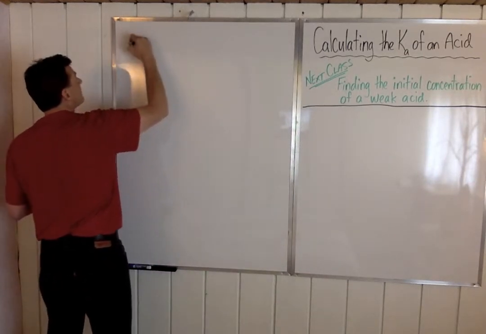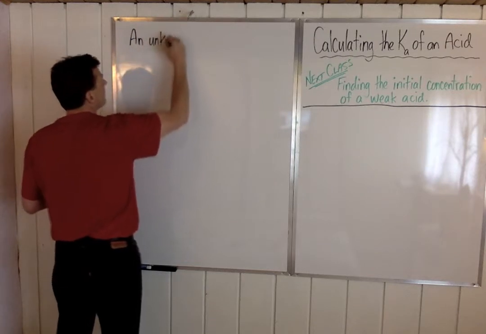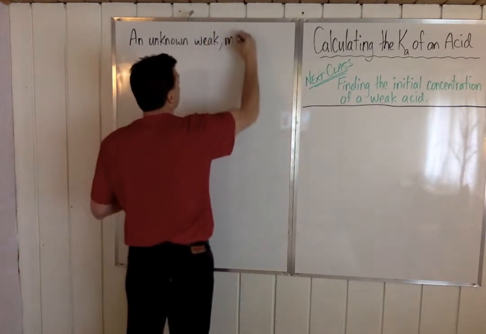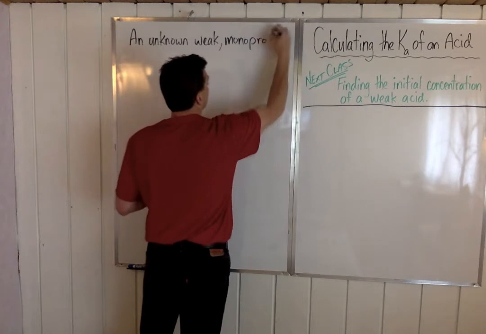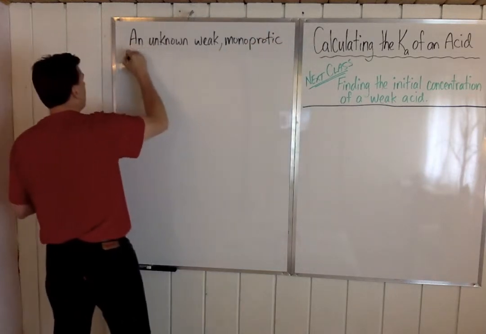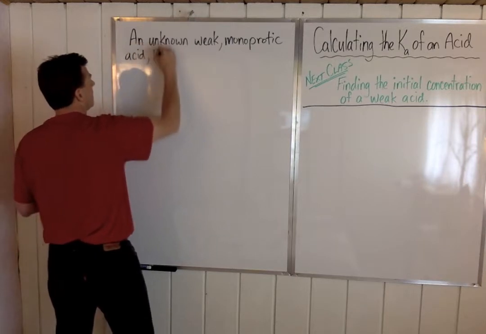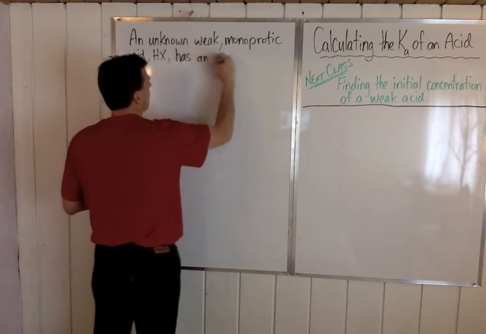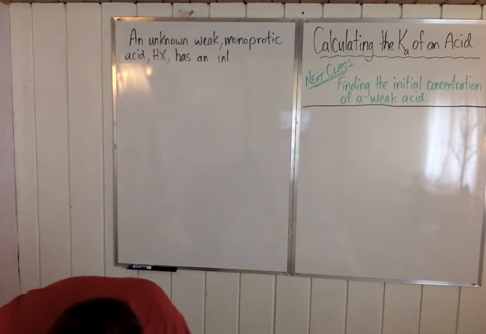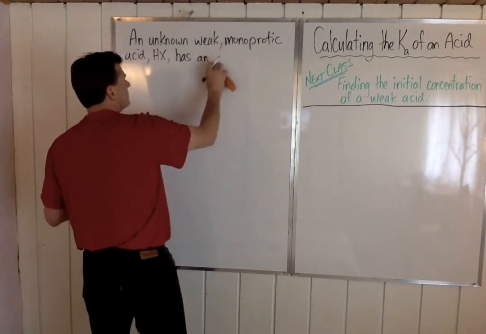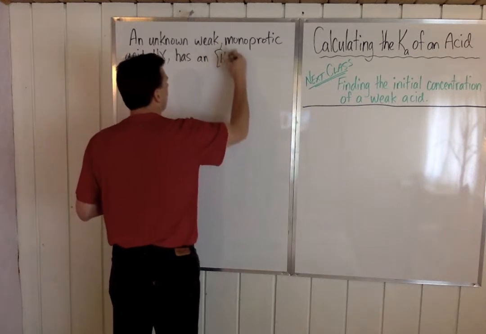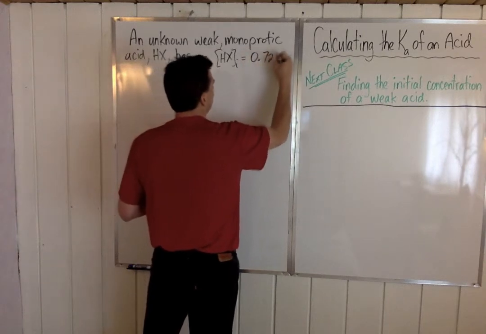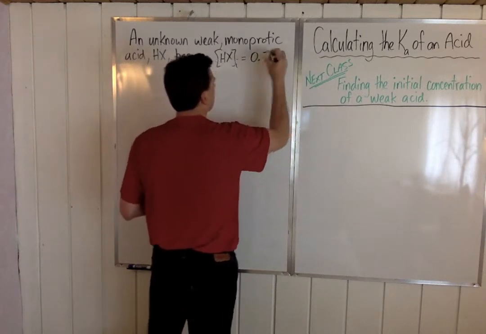An unknown weak monoprotic acid HX has an initial concentration of 0.722 molar.